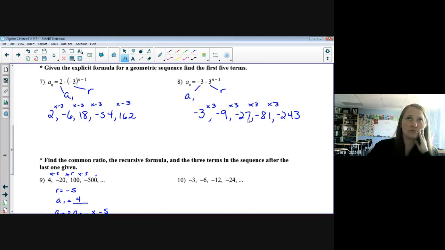Questions on these two, finding the sequence if you have the formula? It's going backwards. Okay. Again, still, if you get stuck, you can plug a 1 in and evaluate it in the calculator, plug in a 2, 3, 4, 5. If you like to do that, that's okay as well.